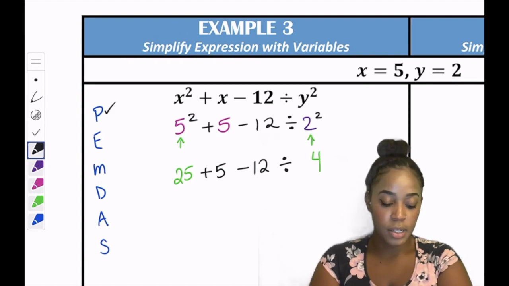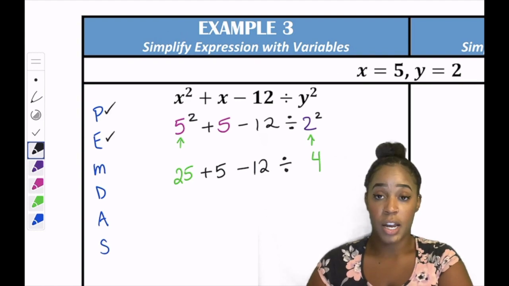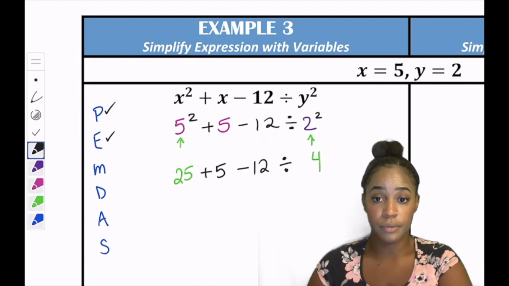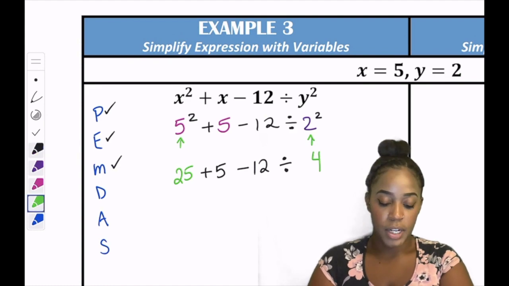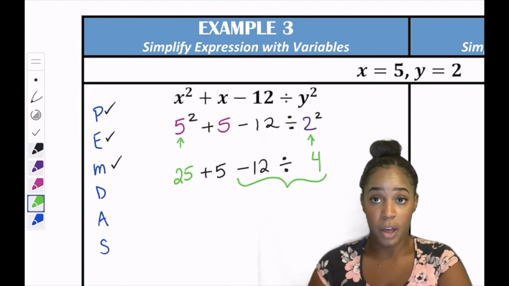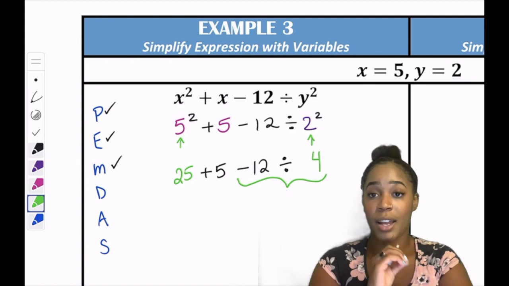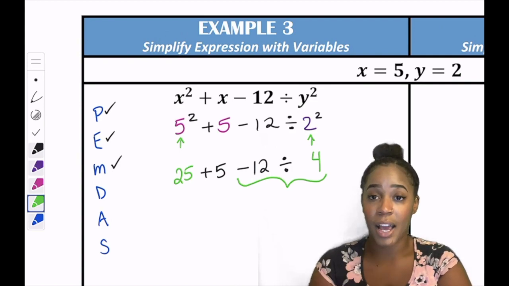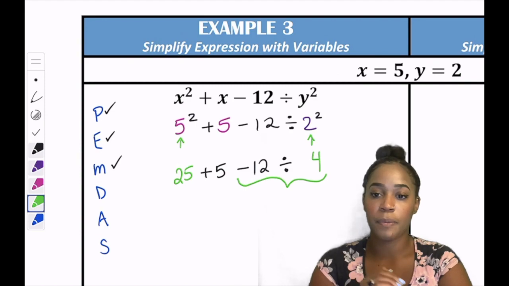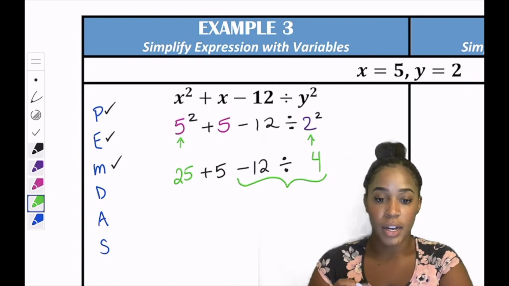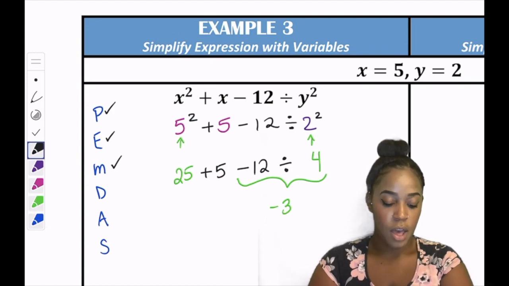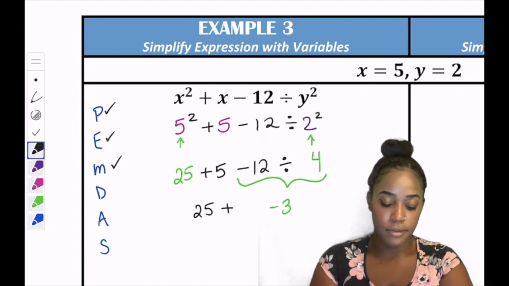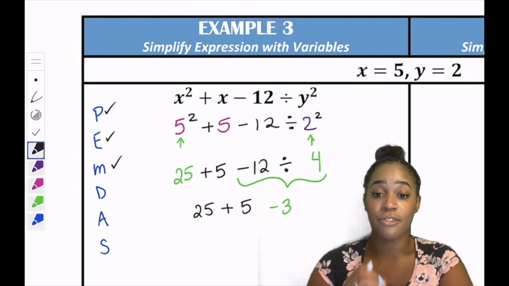So we did parentheses, we took care of our exponents. Now we need to see if we have any multiplication, which we don't have any multiplication, but we do have division. So we need to take negative 12, because we need to keep that negative sign or that minus sign attached to the 12 because it's right in front of it. So negative 12 divided by 4 is going to give us negative 3. And then we'll bring the remainder of this expression down. Now I have 25 plus 5 minus 3.